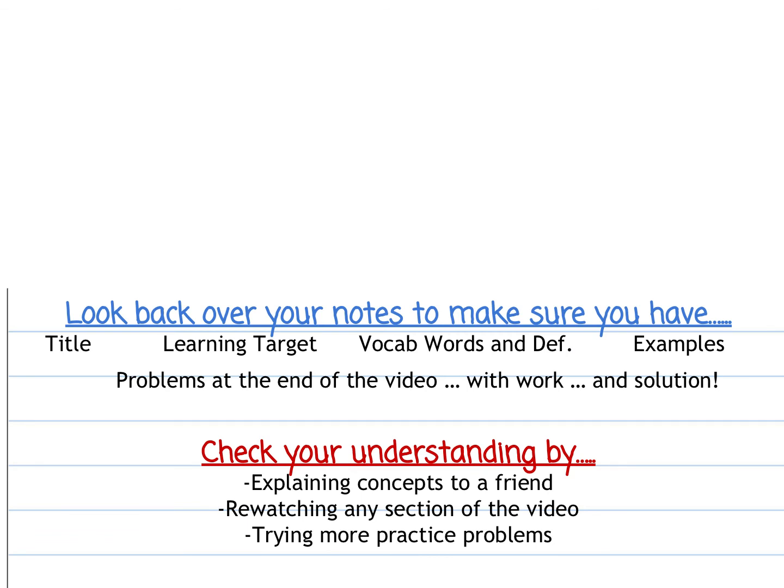All right, 6th graders, I hope you can look back at your notes and make sure that they make sense to you. They are supposed to be a helpful resource. Check for understanding by explaining this to a friend, rewatching any section of the video you need to. There's a lot of sections, so you can kind of figure out what I need.